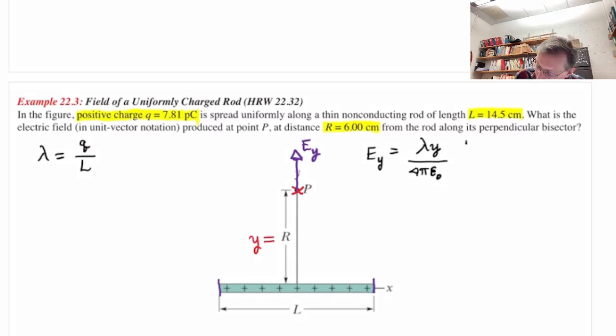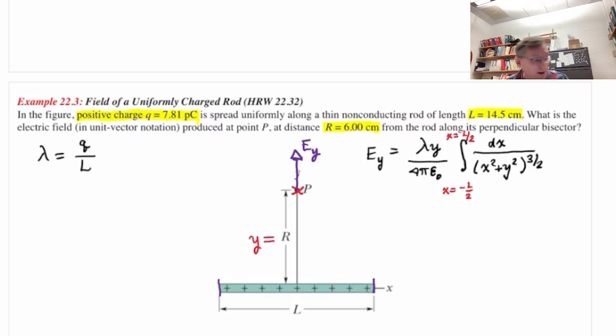And then we have an integral with respect to the x coordinate, dx, over x squared plus y squared, all to the 3 halves. And the limits on this integral were x goes from negative L over 2 to x equals positive L over 2. That's where I was. And I want to talk about the last steps. One is just to do math and then to finalize with thinking about the physics we've learned.